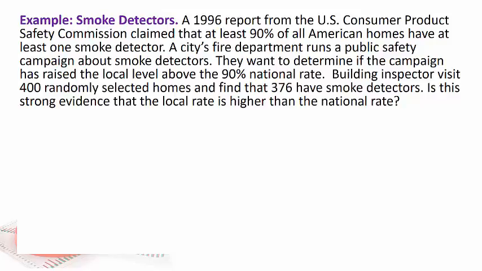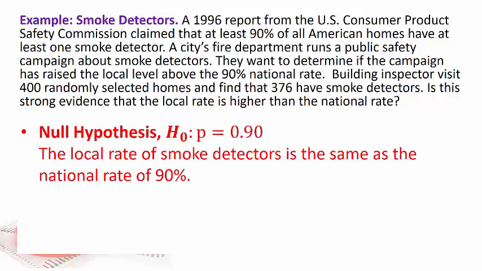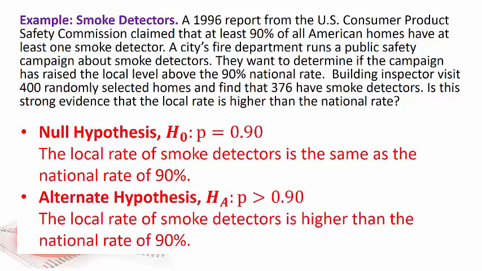So what are we kind of trying to propose? That the local rate is higher than the national rate. That one is not our null hypothesis. Our null hypothesis will be the boring one, that it's the same as the national rate. So the quick way you can write it is H₀: p = 0.90. Our alternative is we want it higher than the national rate, so we'll say it's p > 0.90. So the local rate of smoke detectors is higher than the national rate of 90%.